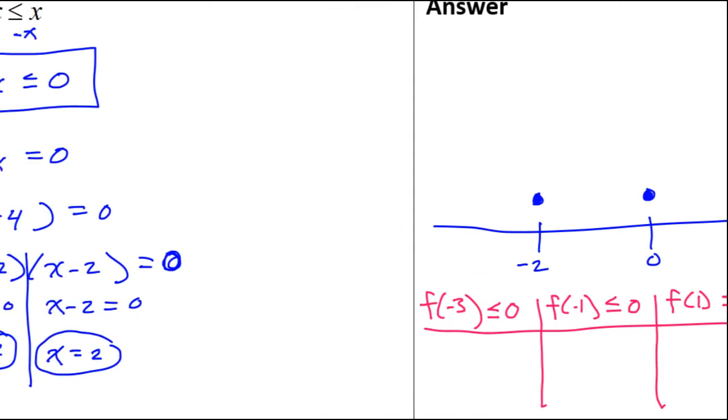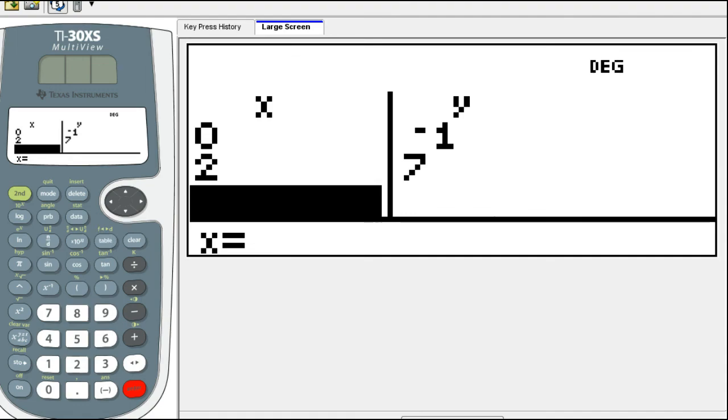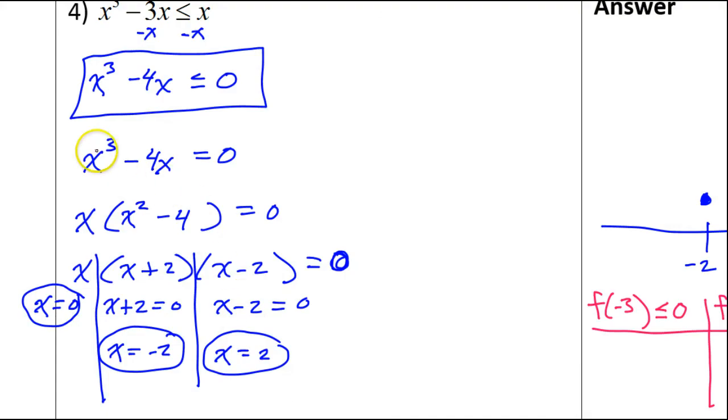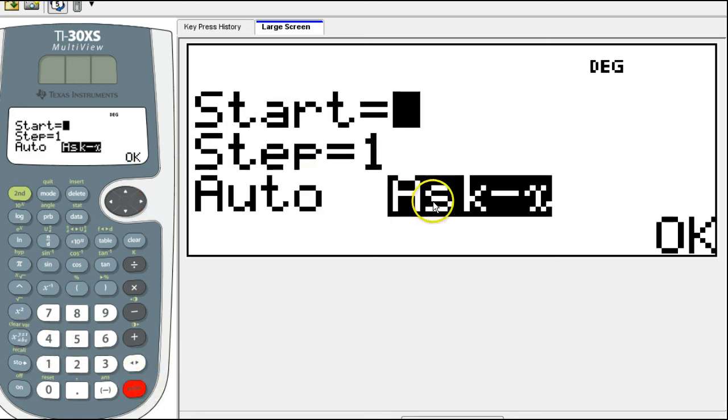Alright, I am definitely going to use my TI-30XS MultiView to help me test the function at these test values. So I'm going to type in the left side of the function into my calculator. Hit the table feature. We have x to the third power minus 4x. We're going to leave it in Ask X mode. Make sure it is in Ask X mode, not auto.